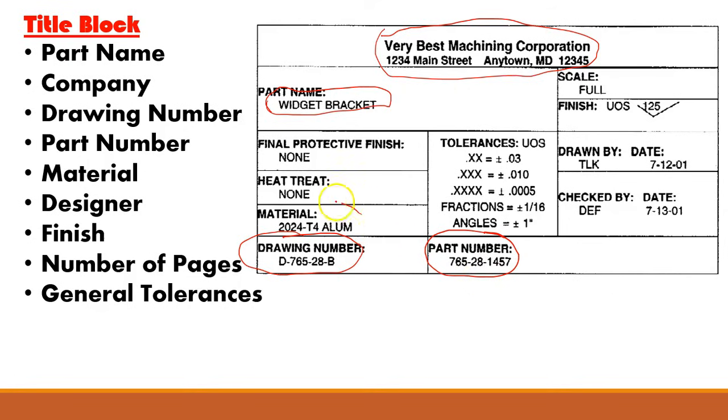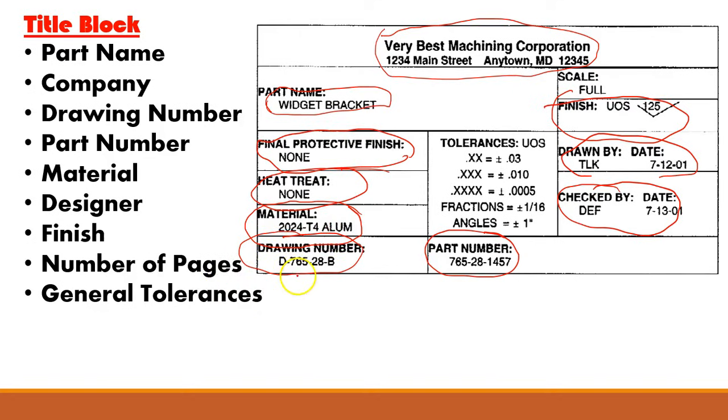You also have the material. Here we can see this was made out of 2024 T4 aluminum. You have the designer, as well as the person who checked it, and the date that they both did that. You have any kind of finishes. So here we've got a 125 surface finish. We also have whether it's going to have a protective coating or heat treating. You got the page numbers. So if this is a drawing that's going to be part of a series of pages, that'll show up in the title block. And you have what is here is general tolerances.